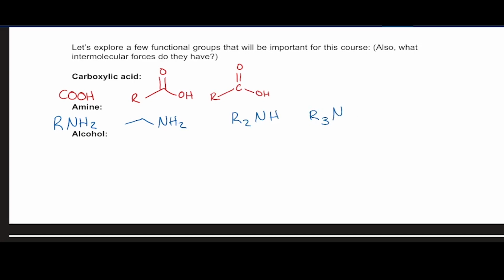And lastly, we have alcohols. And alcohols take the general structure of ROH, and one we'll typically see and talk about is ethanol, which is commonly used as a solvent. This is it for the functional groups, as these are the three primary ones discussed in this course.